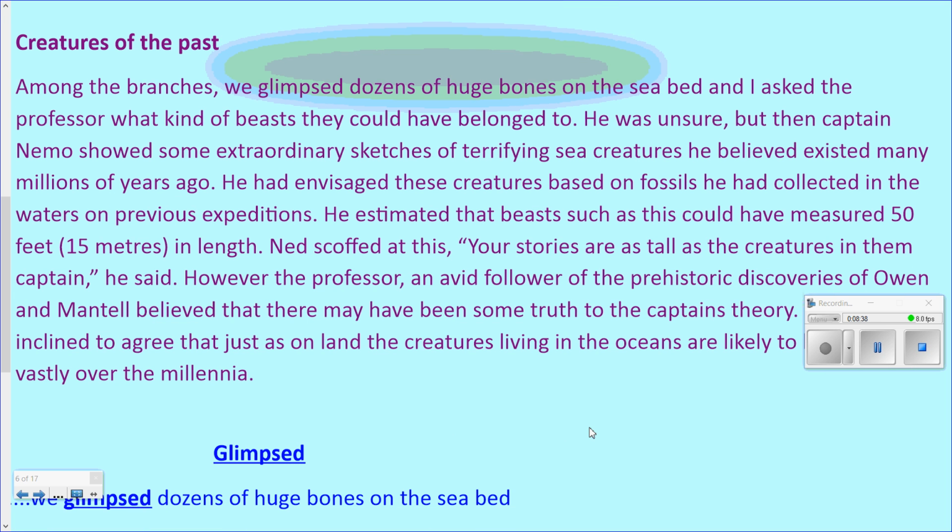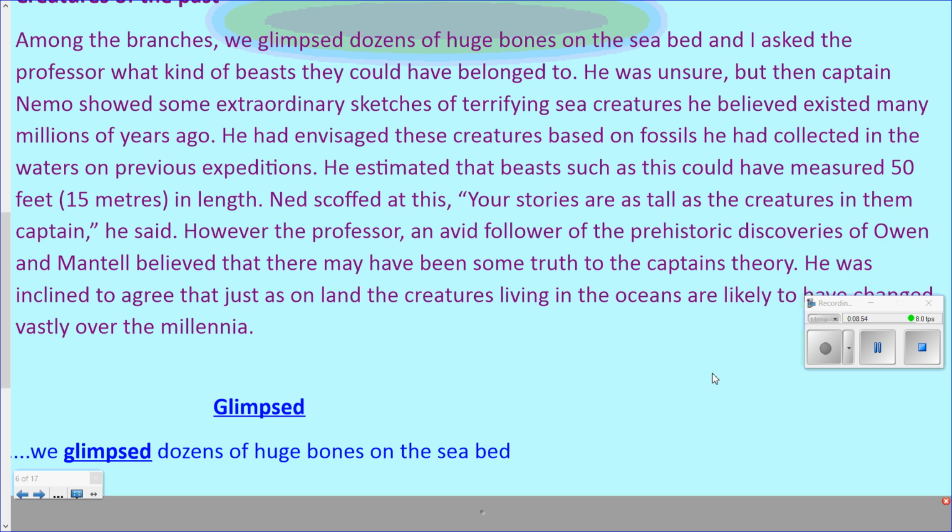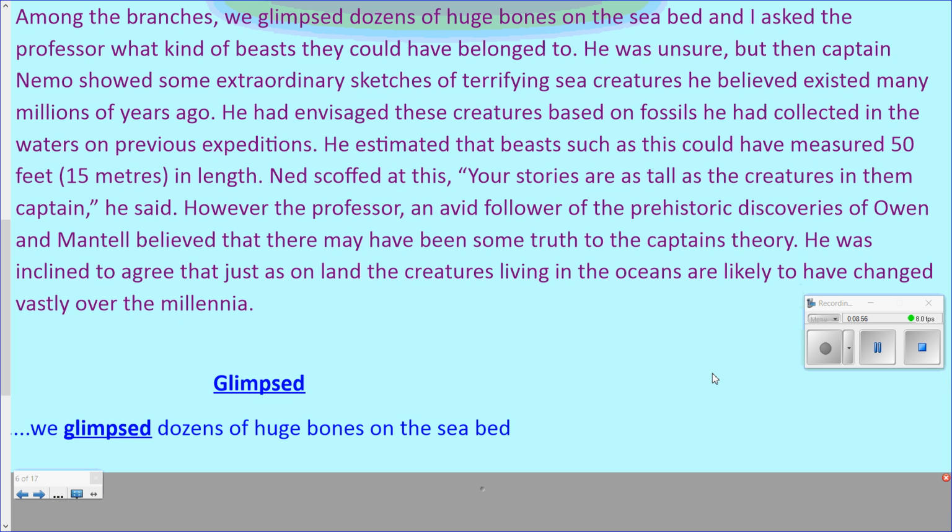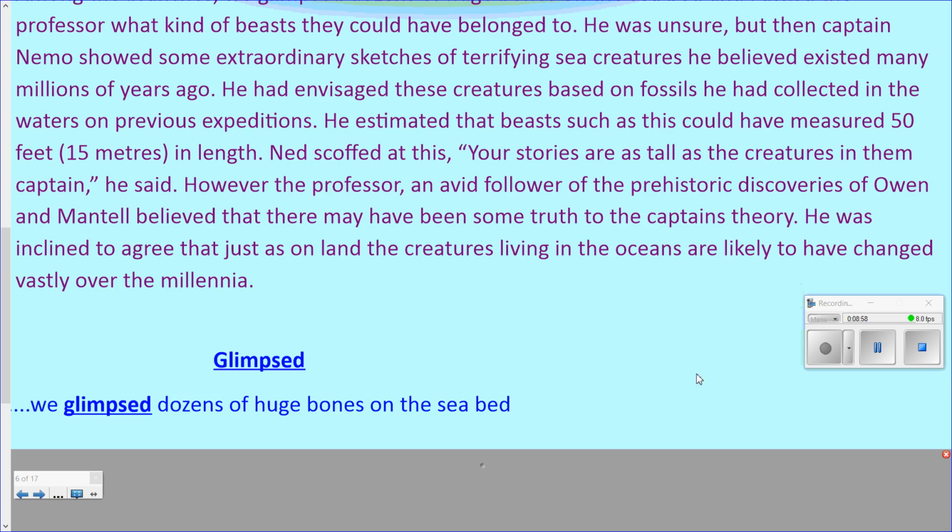Ned scoffed at this. "Your stories are as tall as the creatures in them, Captain," he said. However, the professor, an avid follower of the prehistoric discoveries of Owen and Mantell, believed that there may have been some truth to the captain's theory. He was inclined to agree that just as on land, the living creatures living in the oceans are likely to have changed vastly over the millennia.